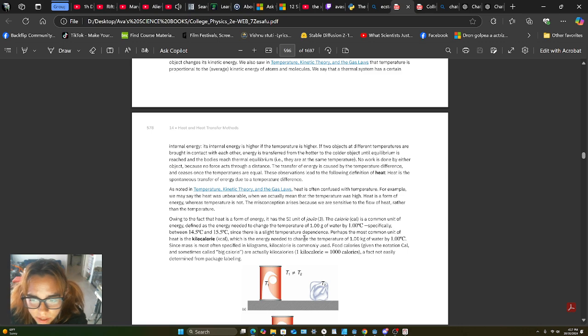These observations lead to the following definition of heat. Heat is the spontaneous transfer of energy due to a temperature difference. Okay. Heat is transfer of energy due to temperature difference.